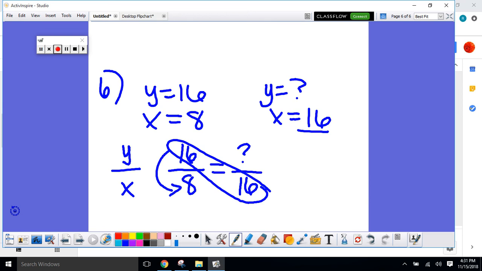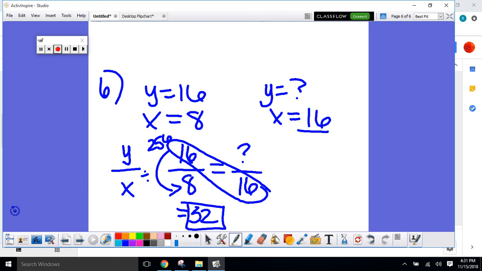Let me see if I have a calculator here real quick. I actually do. So if I do 16 times 16, that gives me 256. Then I divide it by 8, and that gives me 32. This way is way shorter than when I showed you earlier, right? So you can do it both ways.